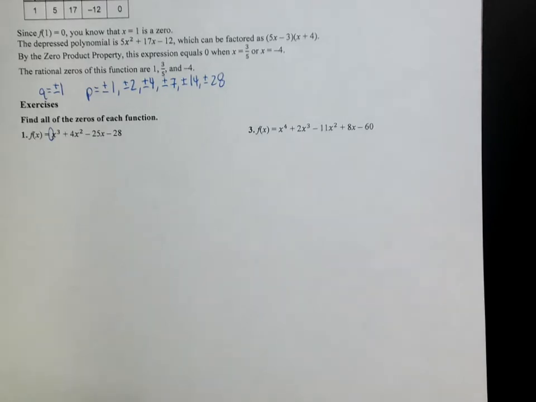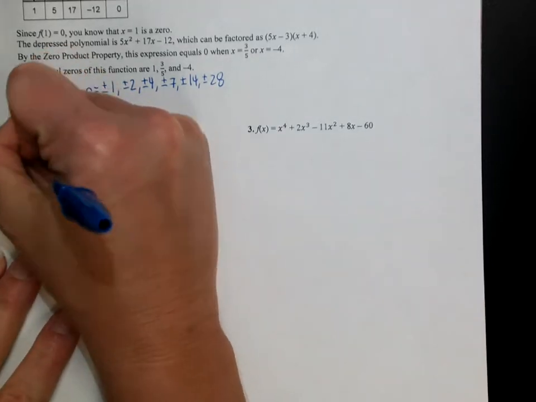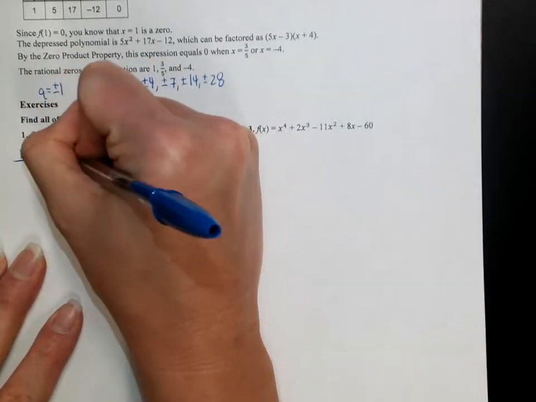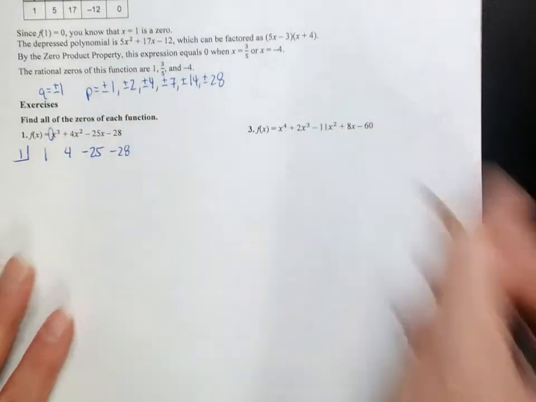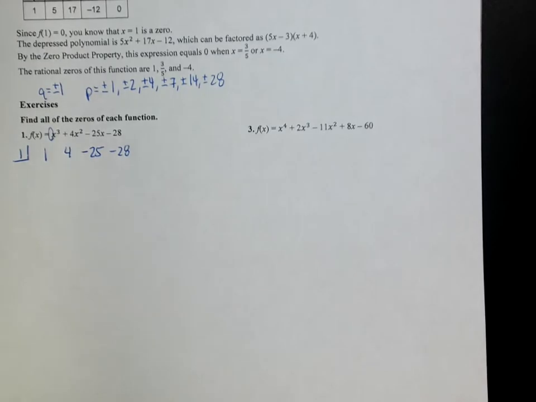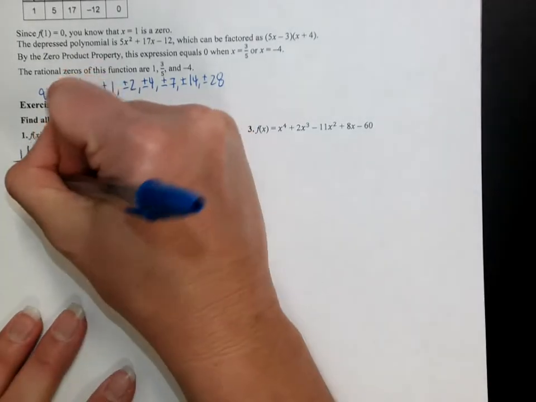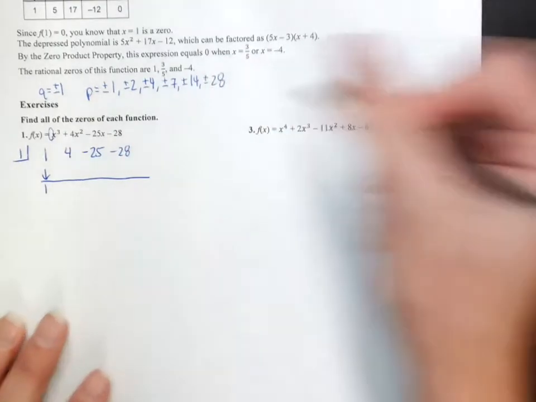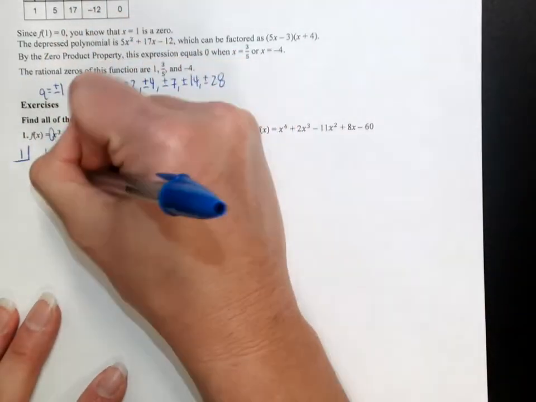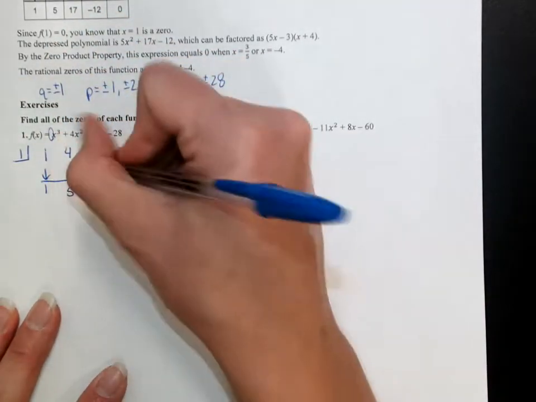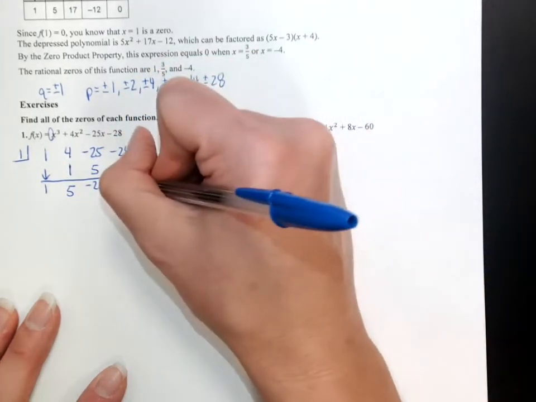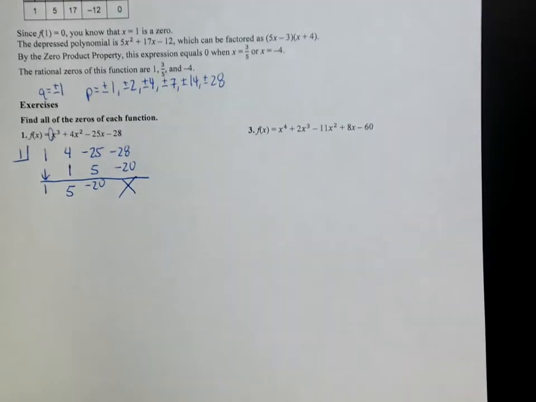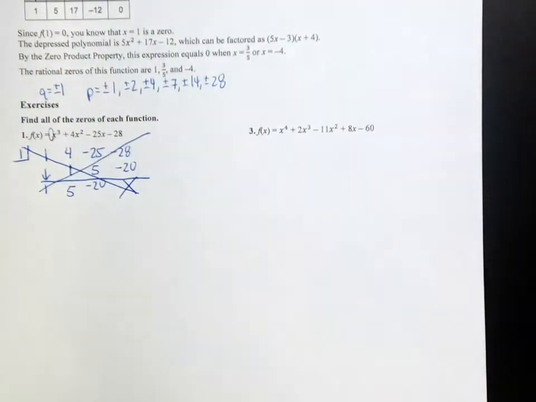Okay, so I'm going to take a guess here, and personally, I like to guess 1 to start. Okay, 1 is a nice easy one to plug in. 1, 4, negative 25, negative 28. Okay, I think 1 is one of my solutions. When you do this, you're going to bring down the 1 and do your synthetic division. So 1 times 1 is 1, that's a 5. 5 times 1 is 5, that's a negative 20. Negative 20 times 1 is negative 20. That is not going to have a remainder of 0, so 1 is not one of my solutions.